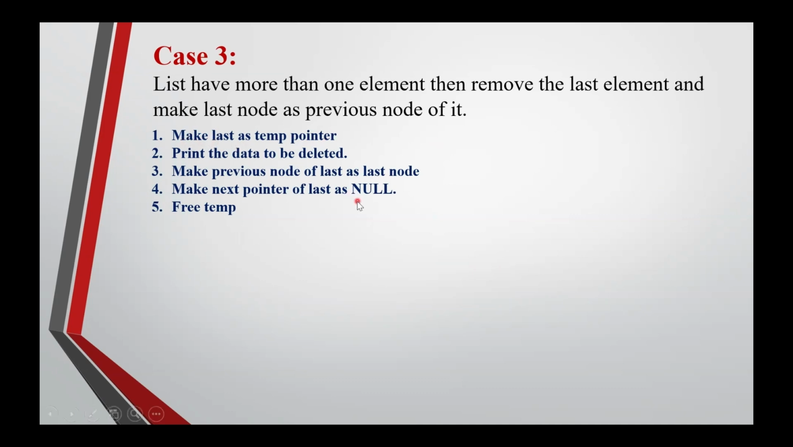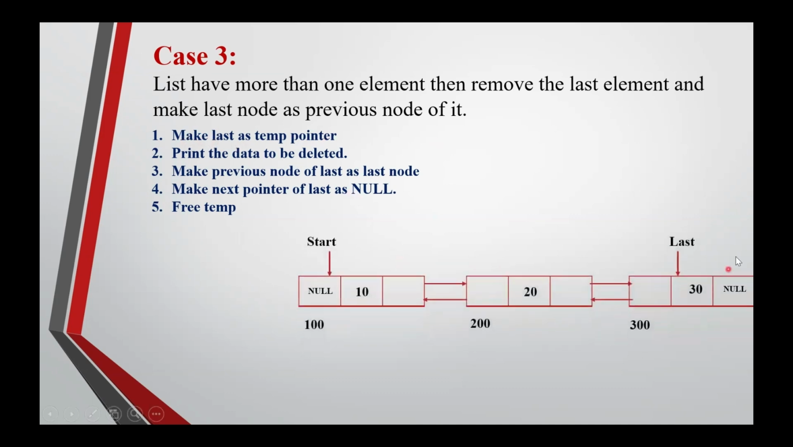So here these are the steps. For example, this linked list has three elements: 10, 20, 30. The start pointer points to the first node with address 100. The last pointer points to the address 300. Now, what is our objective? Our objective is to delete the last node, this node. So make temp a pointer that points to the last.